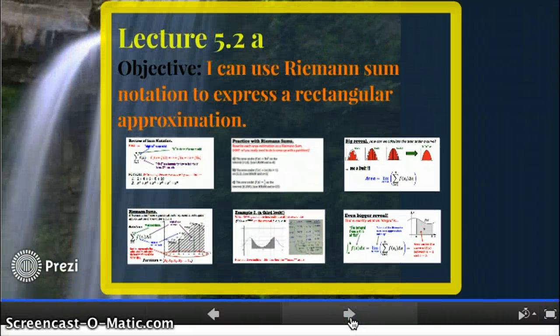That's it for today, actually. You should be able to express rectangular approximations in Riemann sum notation, and I'll see you in class.